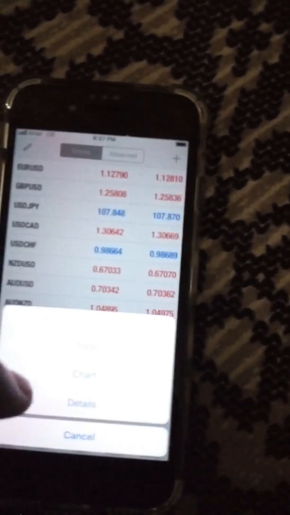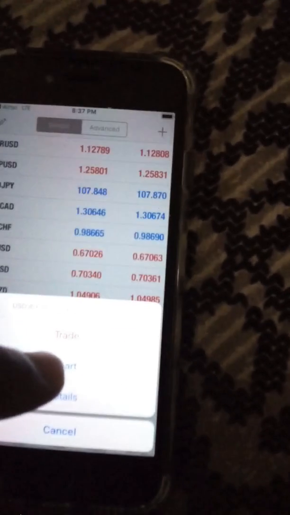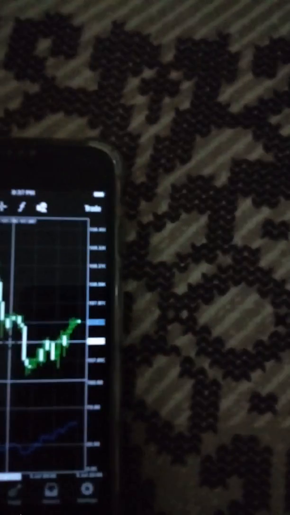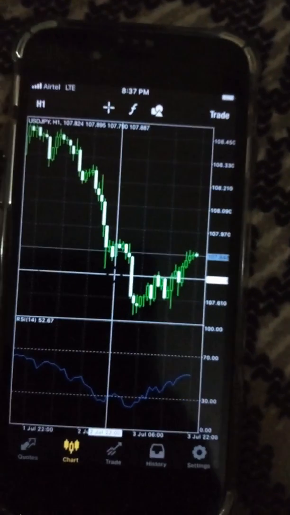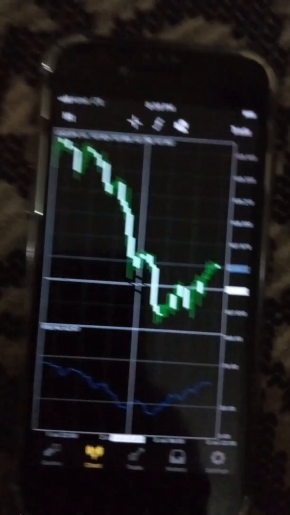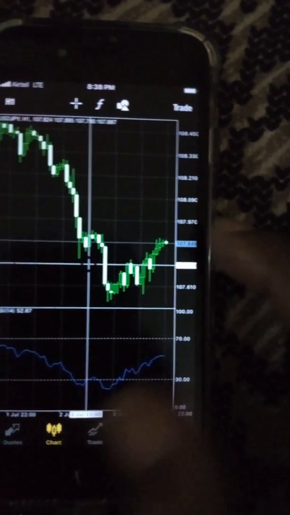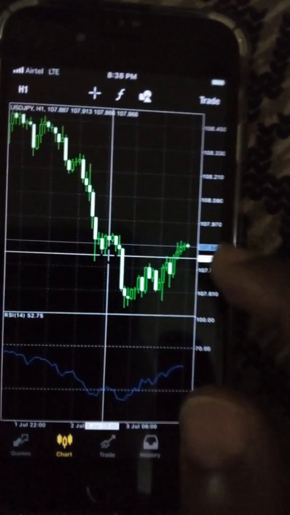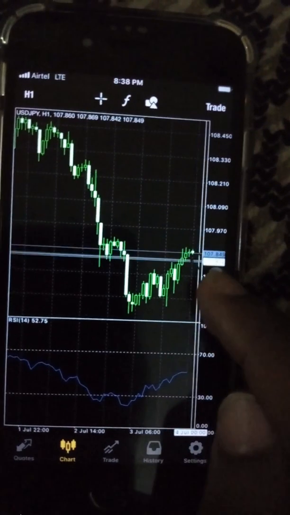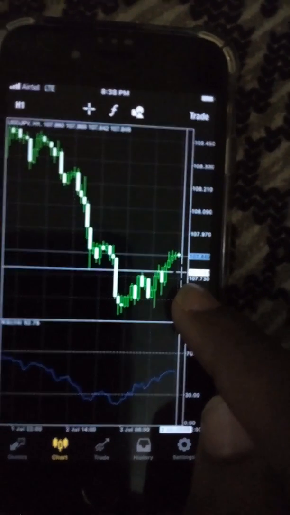If I want to see a USD JPY chart, I simply click on it and I go to the chart. Click the chart. The chart comes out. That's a 1 hour chart of USD Japanese yen. It's 1 hour. So I can decide to do anything. Currently the candle is showing a sell candle. Remember, this is the current exchange rate. This is the current exchange rate on a blue tile, 107.